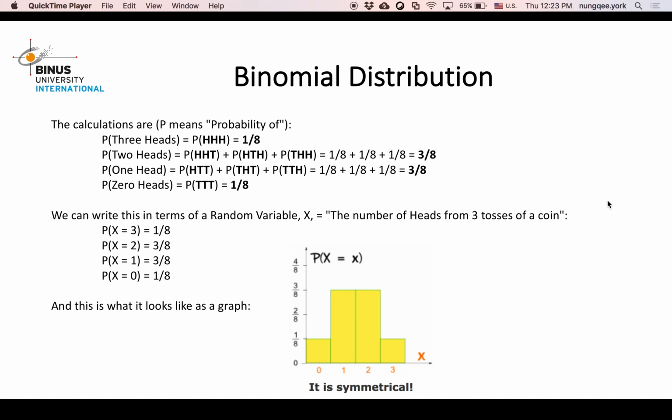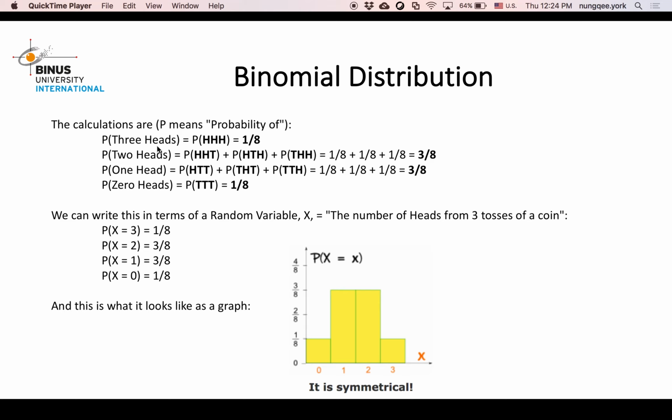Next, we're going to talk about the binomial distributions. We already calculated that the probability of 3 heads equals 1 over 8, 2 heads is 3 over 8, 1 head is 3 over 8, 0 heads is 1 over 8.